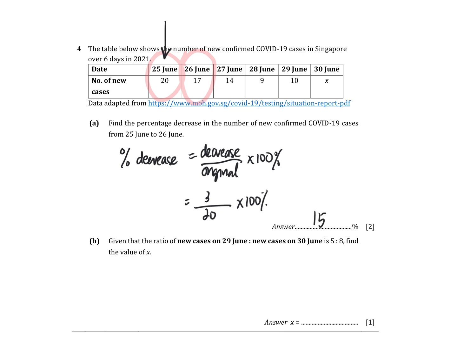Okay, next. They want you to compare the new cases for 29th and 30th June. So this is 10 is to X. But they say the ratio is 5 is to 8. So if you take a look at it, this is like equivalent fraction. This is times 2, so this should be times 2 as well. So X is 16. Okay?